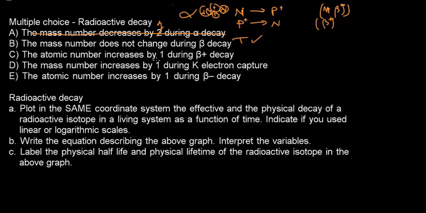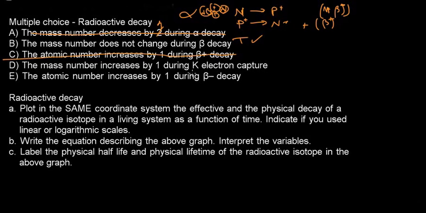The atomic number increases by 1 during beta decay. The atomic number is really the number of protons. Let's take a look at what beta decay is. Beta decay is when a proton spontaneously turns into a neutron and emits its positive charge, a positron, or you can just say a beta positive particle. Either way, my atomic number is decreased by 1. And what do they say here? It increases by 1. That is incorrect. That is not true. Moving on.